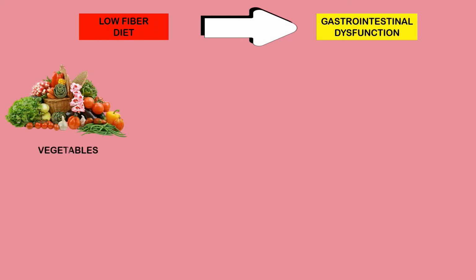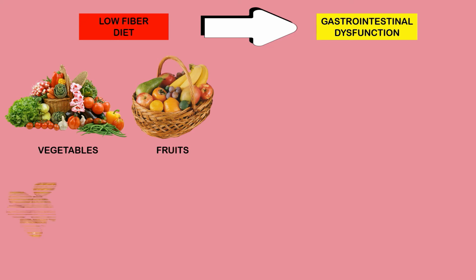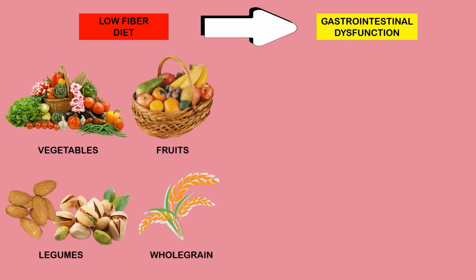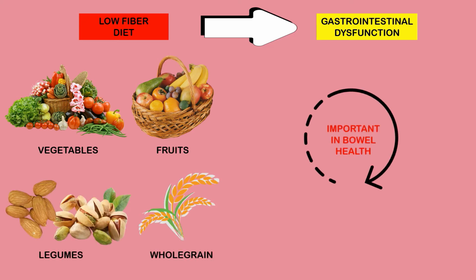A low fiber diet is one of the reasons for GI dysfunction in ASD kids. Fiber can be found in vegetables, fruits, whole grains, and legumes. Fiber is important in bowel health and in children's diets because it increases the rate and the size of the stools and softens them, which may decrease the chances of constipation in your kids.